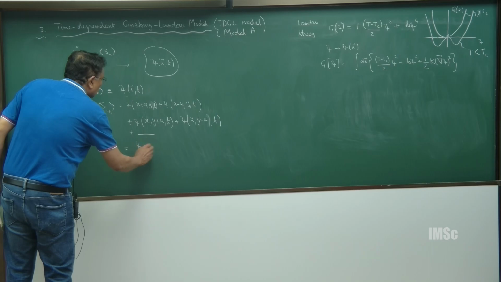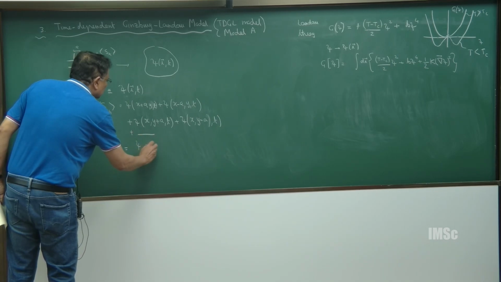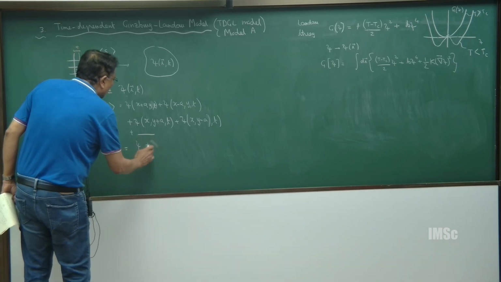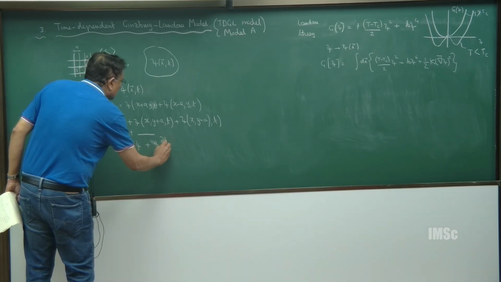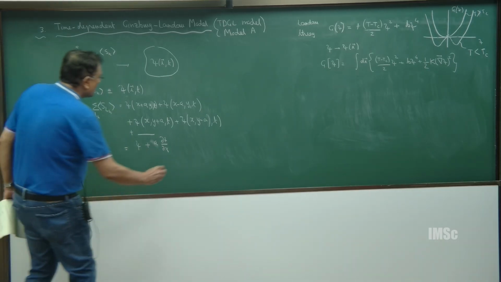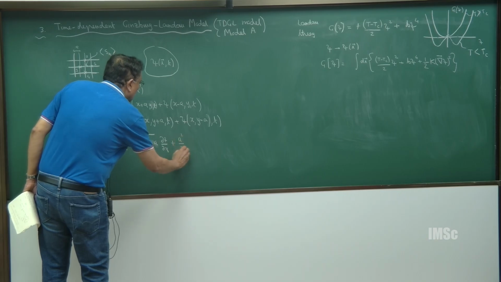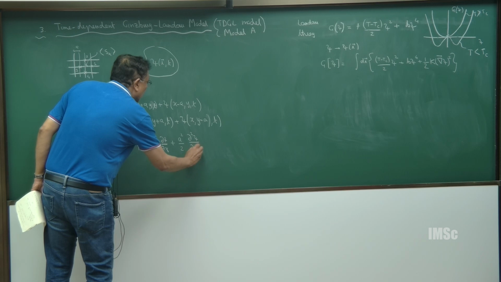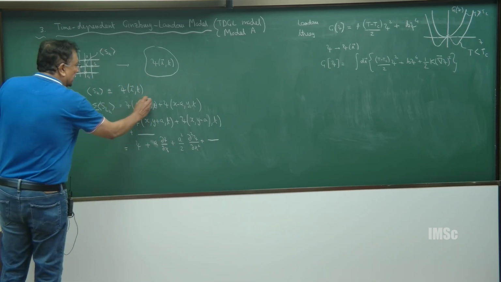psi of x, y, t plus a del psi by del x, I am just doing a Taylor expansion, plus a squared by 2 del 2 psi by del x squared plus higher order terms, that is that one.